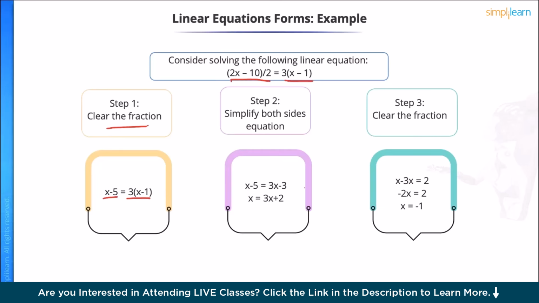Now, as the next step, we simplify both sides of the equation, that is, open up the brackets. When we do that on the right side, we get 3x minus 3 by multiplying 3 to x minus 1. Solving further, we can write x equals 3x plus 2. Finally, we rearrange the equation as x minus 3x equals 2. Solving it further, we get minus 2x equals 2, and then we solve for x as minus 1.